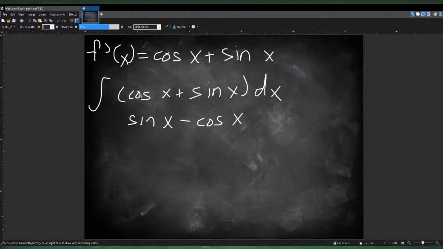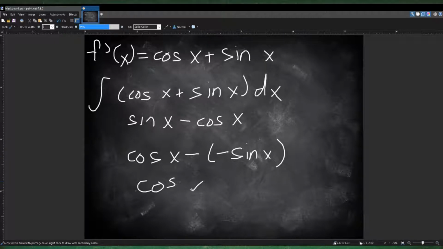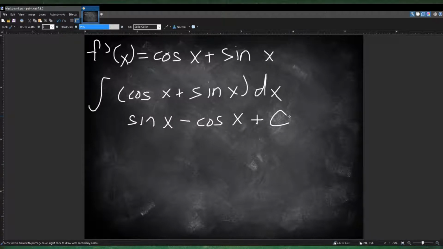You can always check if this is true. The derivative of sine of x is cosine of x, minus the derivative of cosine of x, which is negative sine of x. So that's just cosine of x plus sine of x, right? So this is equal to this, which you know is true. And as always, you always have to put your constant. Don't forget your constant. And that's the basic idea of how to do it.